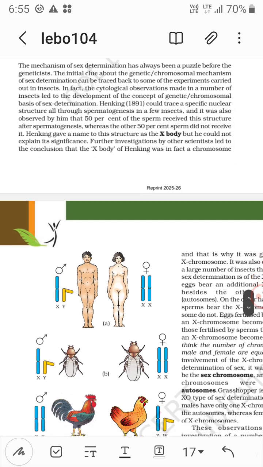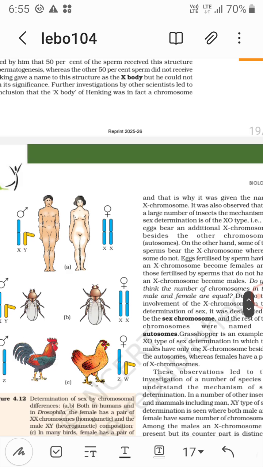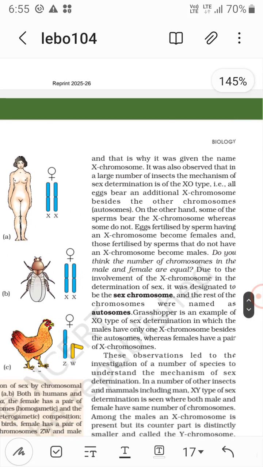On further investigation, this X body of Henking was found to be a chromosome, and that is why it was given the name X chromosome.